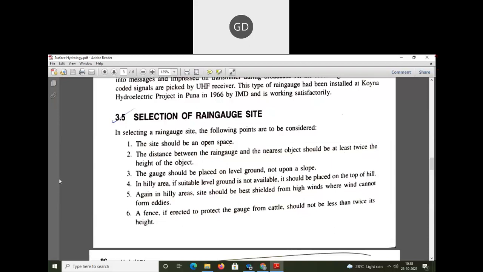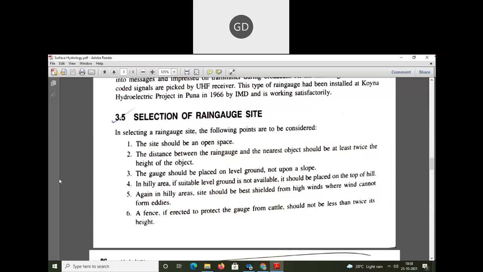Then again in hilly areas, the site should be best shielded from high winds where wind cannot form eddies. Eddies are circular winds. So in hilly areas where the rain gauge is placed, it should be shielded from all sides, and it should be shielded from high winds so that the wind cannot form eddies.